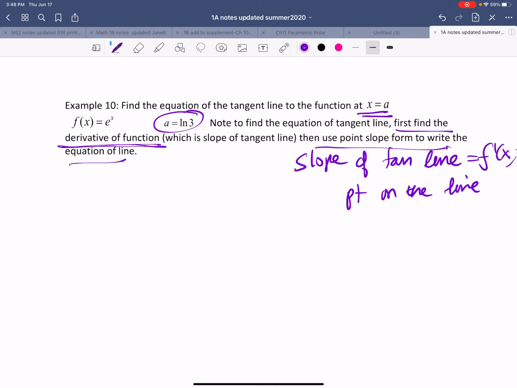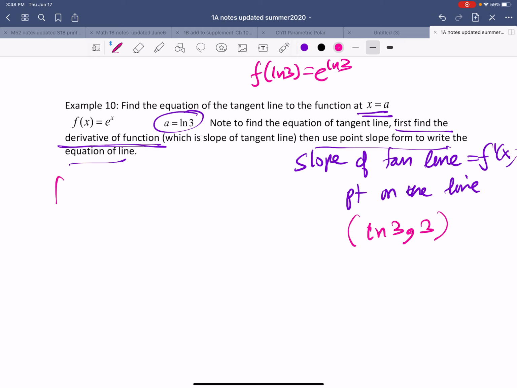We already know the x coordinate of the point on the line. The x coordinate is natural log of 3. If I plug natural log of 3 into y, so f of natural log of 3 would be e to the power natural log of 3, and that simplifies to 3 using the rules of exponents, or rules of exponential functions. So natural log of 3 and 3 is my point.